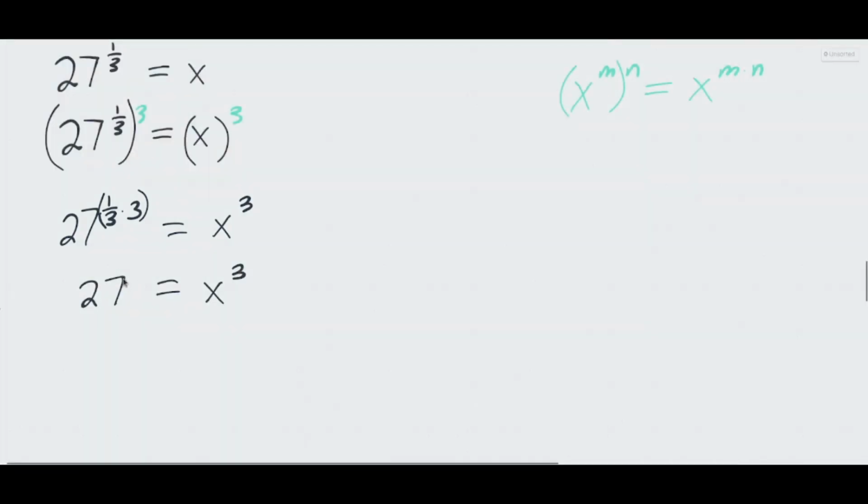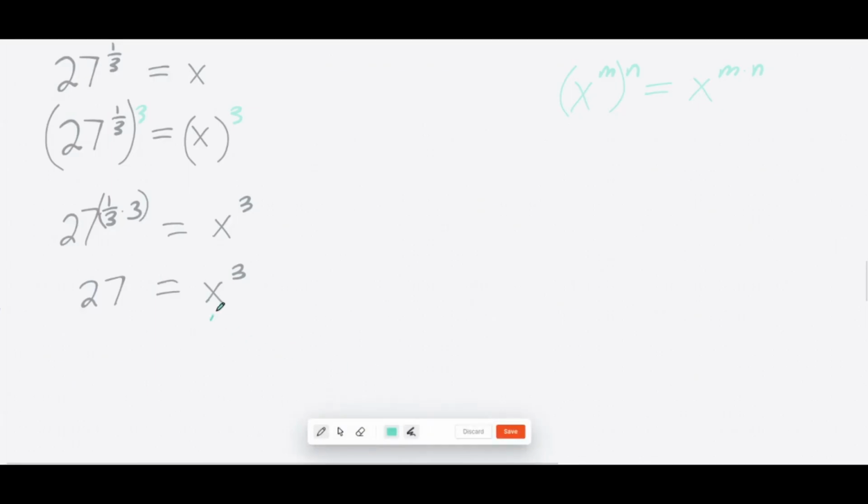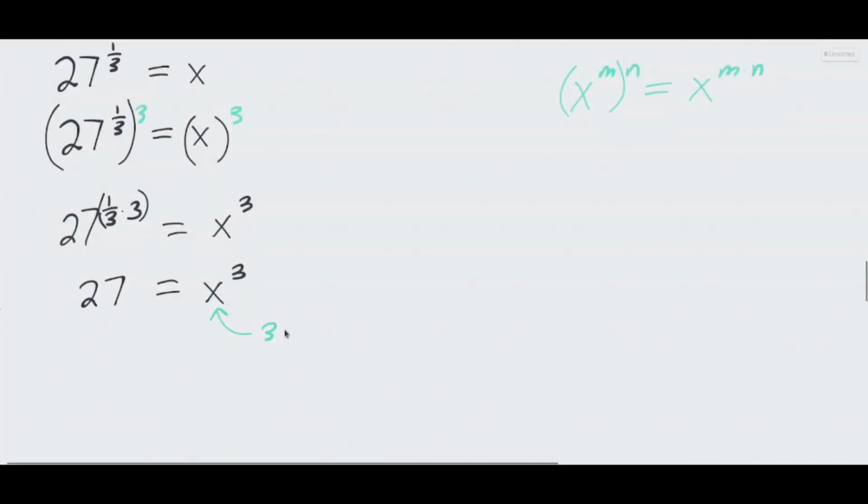And when you look at things this way, hopefully it makes more sense what the answer is. So what number, when we cube it, equals 27? And hopefully you recognize that the answer there is 3. So 3 times 3 is 9, and then 9 times 3 is 27. So that's the general idea.